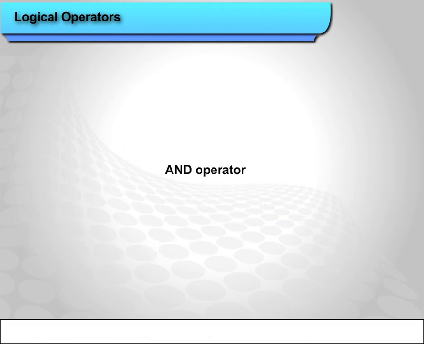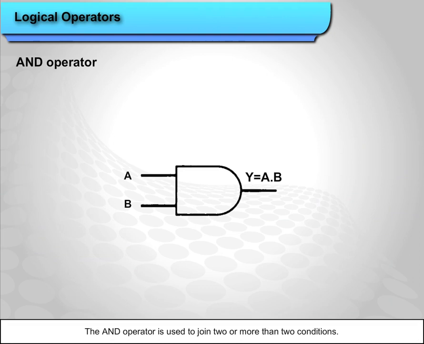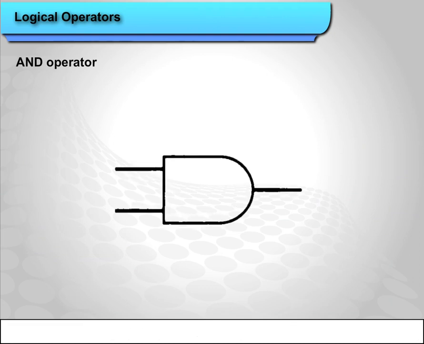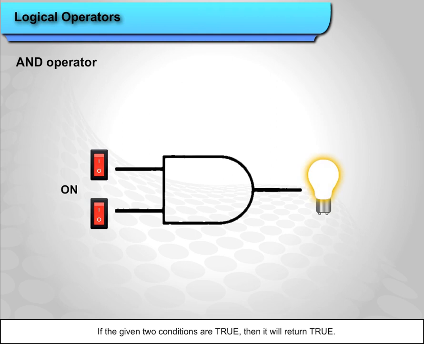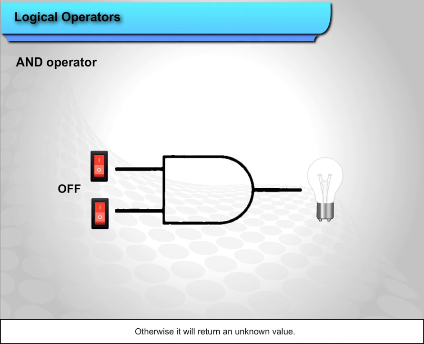And operator. The AND operator is used to join two or more than two conditions. If the given two conditions are true, then it will return true. If one of the given conditions is false, then it will return false. Otherwise, it will return an unknown value.